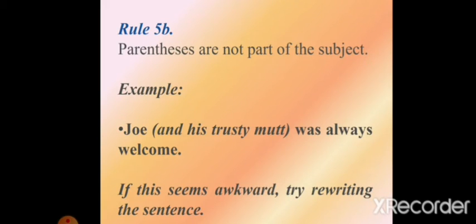If it feels awkward, try rewriting the sentence. When you remove the parenthesis, the sentence will be "Joe was always welcome." So the parenthesis is just an addition for better understanding. So Joe, as well as his trusty mutt. Trusty mutt can be his favorite dog or something, or maybe a person who is a simple person. No matter how simple he was, he was always welcome. So Joe and his trusty mutt was always welcome.